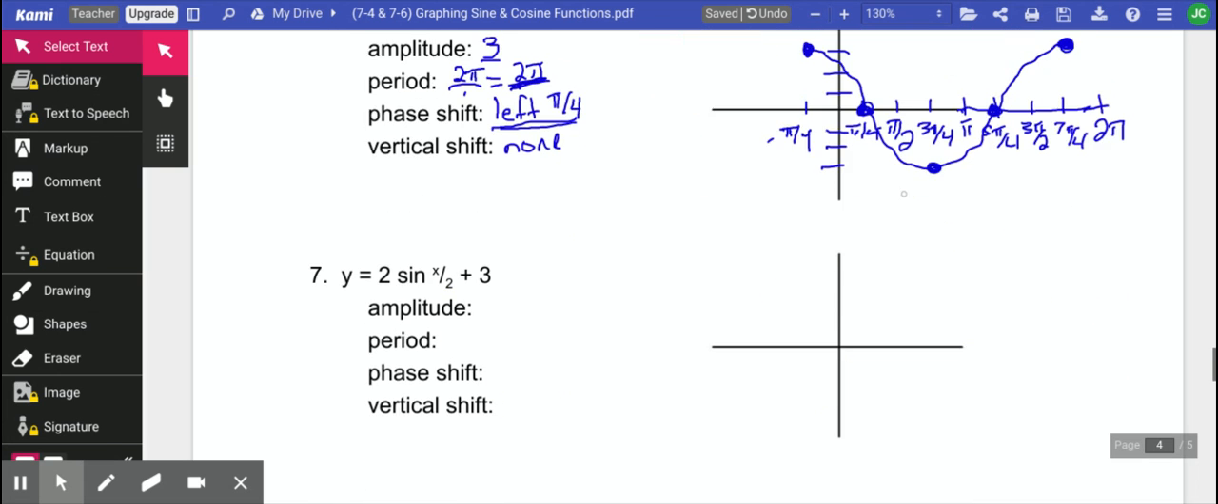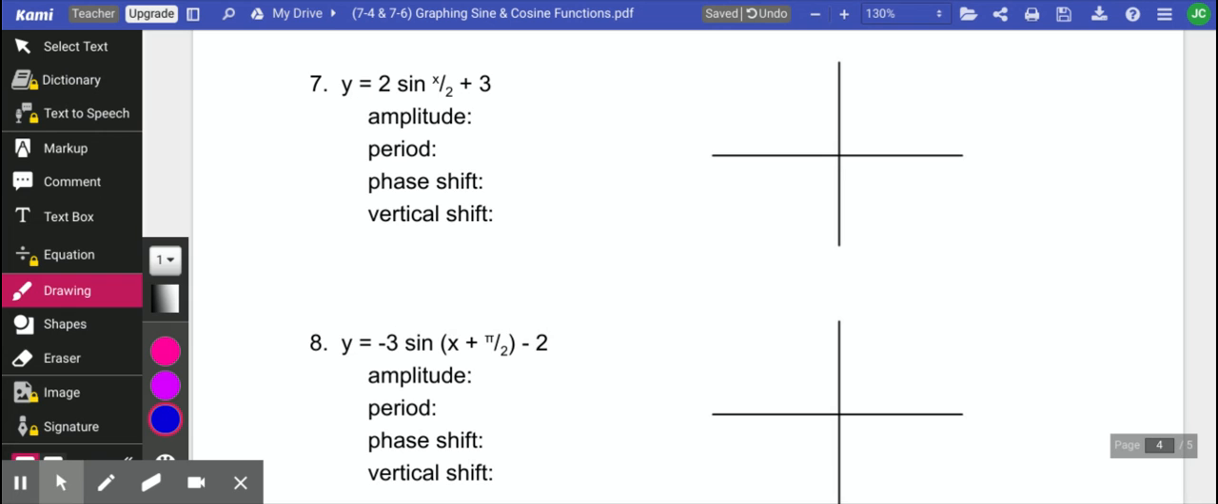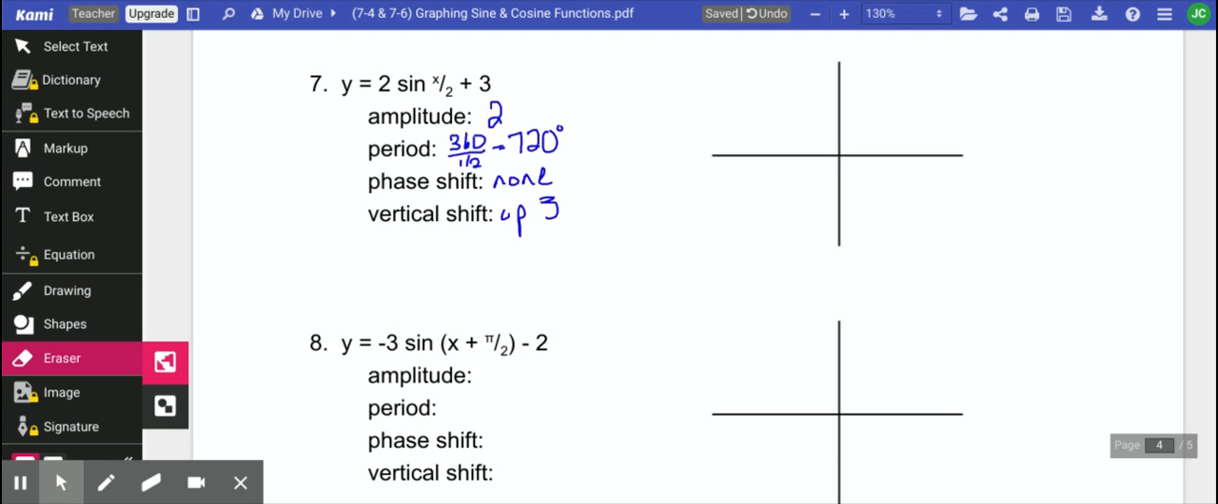All right, let's try another one of these. We'll do this one in degrees, because we haven't done one in degrees yet today. So let's fill in the information. Our amplitude is 2. Now the period is 360 divided by b. B is the number in front of the x, which in this case is 1/2. So our period is going to be 720 degrees. The phase shift is whatever's in parentheses with the x. So in this case, we don't have a phase shift. And the vertical shift is up 3. All right, so those are what we have to work with.